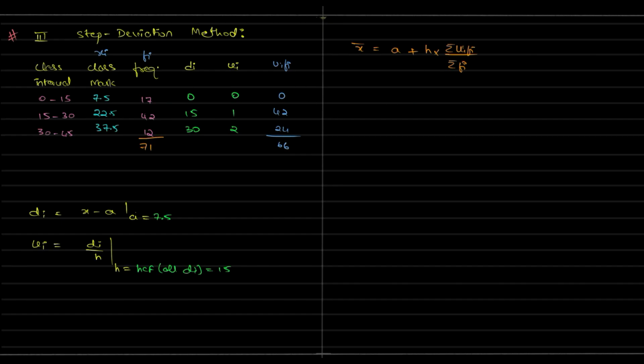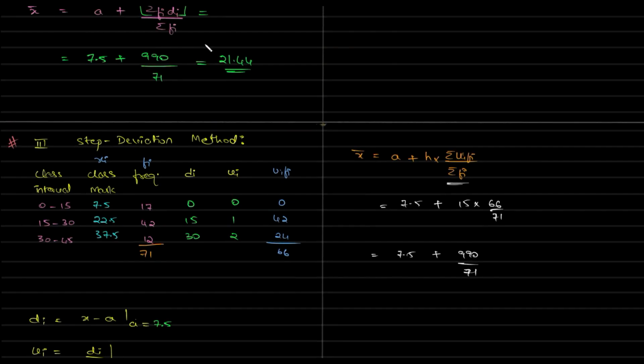As simple as that. If you understand the mean formula, which looks like this, in the other methods it's just a matter of going one step back. Whatever you're doing, just go one step back, you'll get the formula. So this is 7.5 plus 15 into 66 by 71. 66 into 15 happens to be, sorry, this is addition, happens to be what? 990. 990 by 71 plus 7.5 is the same as this. So we got the same answer. Can you see that?